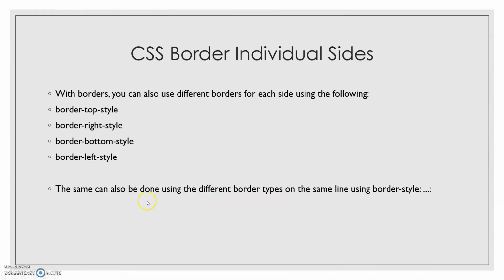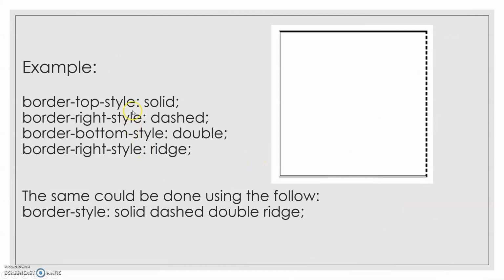CSS border individual sides. We can use that within the same line, and we can also pinpoint each border side by specifying border top style, border right style, border bottom style, and border left style. The same can also be done using the different border types on the same line using border style. So here in this example, I've used the individual sides to show that you can use different borders for each side depending on what you want to do.